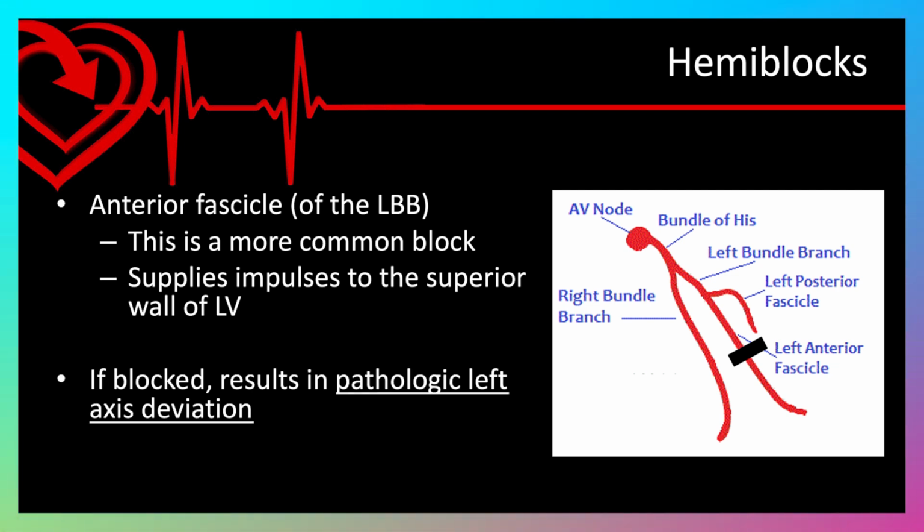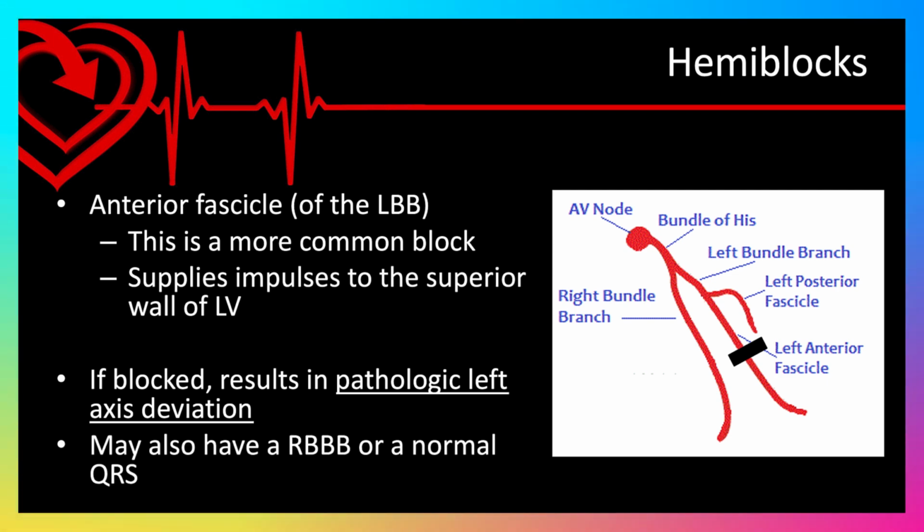Where it shows up in our 12 lead is in a pathologic left axis deviation. I'll talk later about how you determine axis deviation. But we know that a posterior is going to show up differently than an anterior, and that anterior fascicle is going to cause a pathologic left axis deviation. This may occur in the presence of a right bundle branch block or a normal QRS. So it may be that you see what looks like a normal narrow QRS in a complex, but the axis deviation is what clues you into the fact that they have some amount of blockage of one of those fascicles.